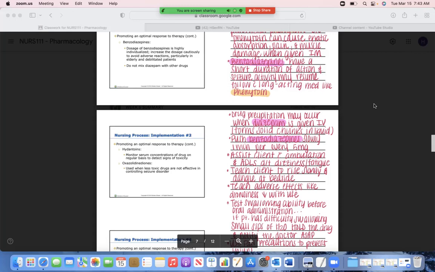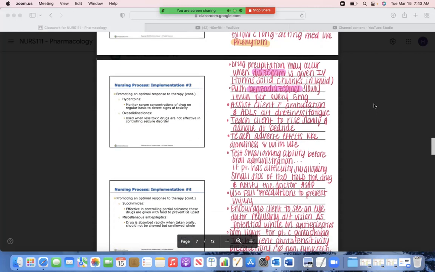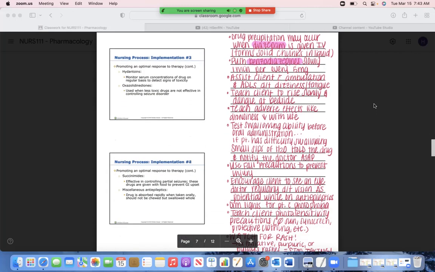Clients on any anti-seizure medication may need help with ambulation or their activities of daily living, because of their dizziness or fatigue, or even just the debilitation of the disease process itself. Teach your client to rise slowly and dangle at the bedside to prevent falls and injury. Teach your clients about adverse effects like drowsiness, but also explain to them that all of those adverse effects typically decrease as you continue to use the drugs.